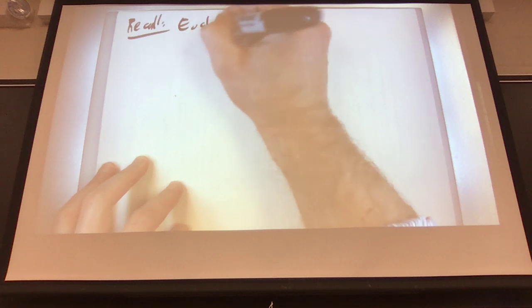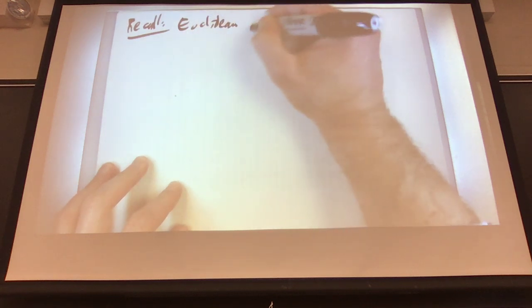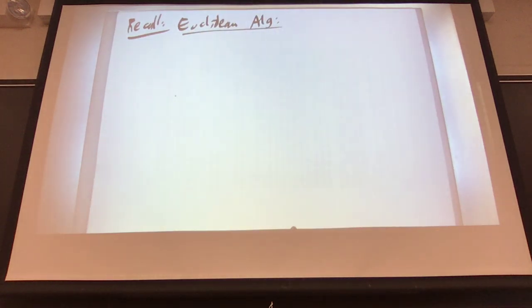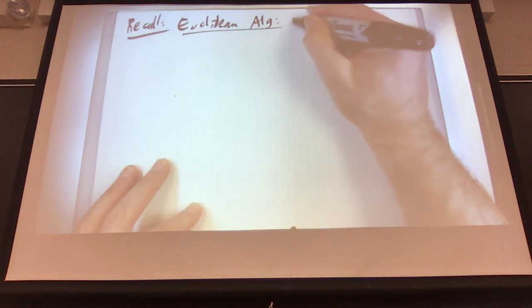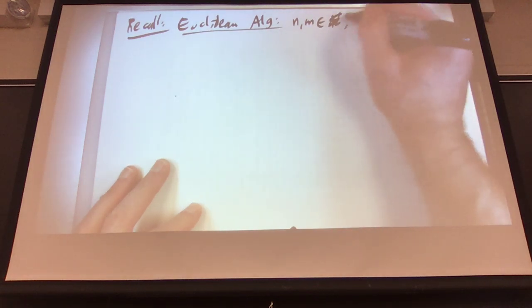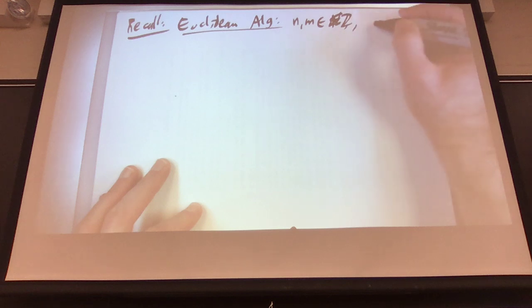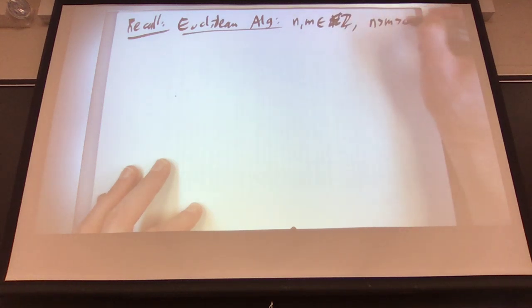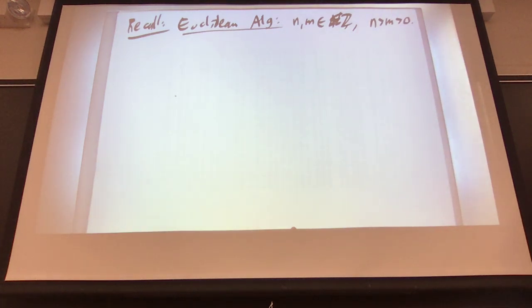Euclidean algorithm. So we have two integers, n and m. Let's make sure they're both non-zero. Integers, not necessarily naturals. Fine. Let's say m is the bigger one, and neither of them is zero.